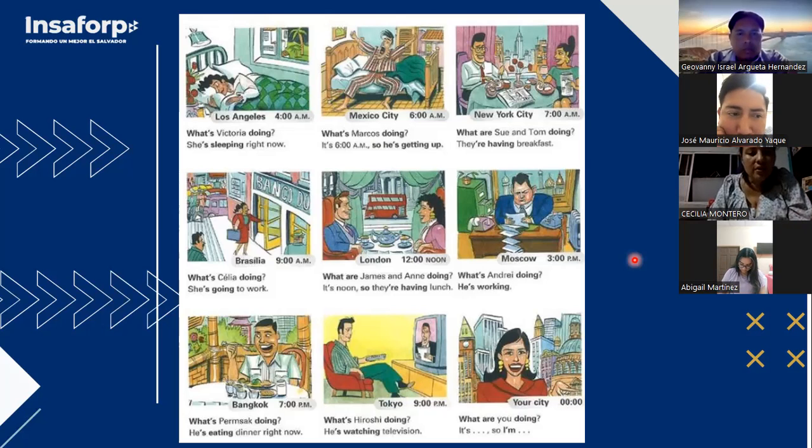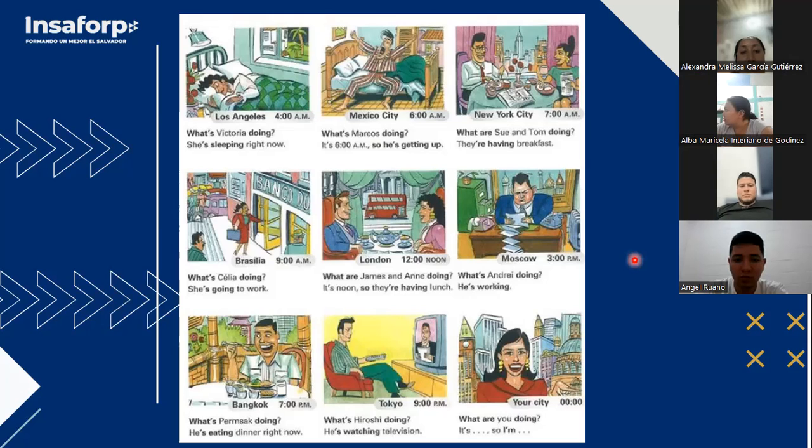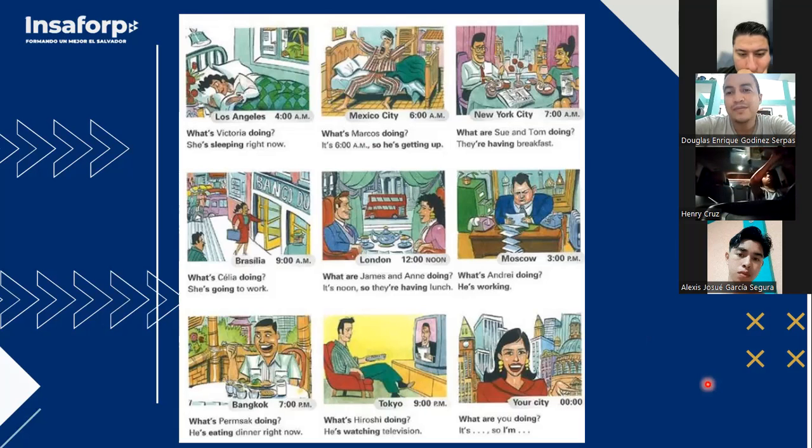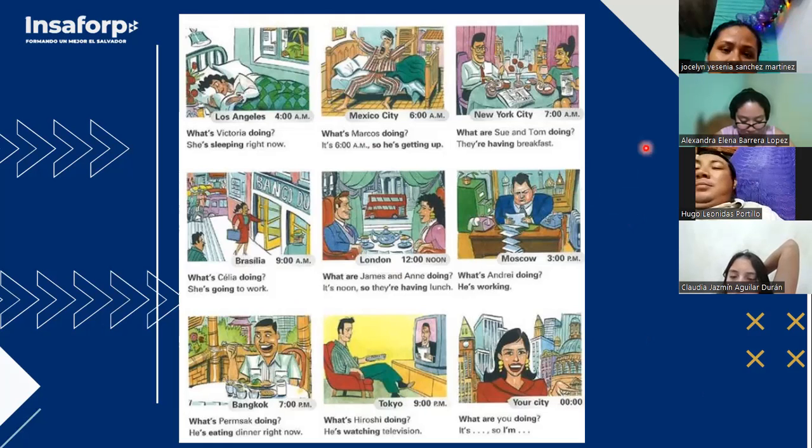Cecilia, did you participate? Yes, teacher, London. Oh yeah, you were with London. Angel Rando, you didn't participate, right? Okay, Angel Rando, help me with Brasilia. You start here and you finish right here. What's Cecilia doing? She's going to work. Okay, thank you. Alba Maricela, you participated, right? Douglas, you already participated, right? Okay, I think we have everyone.